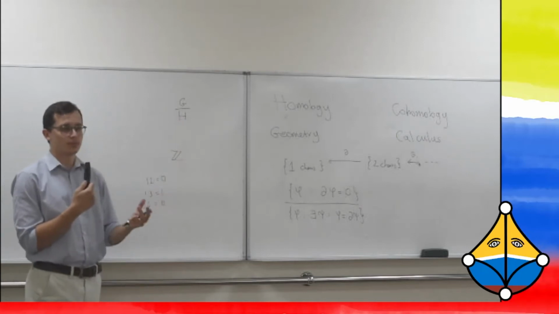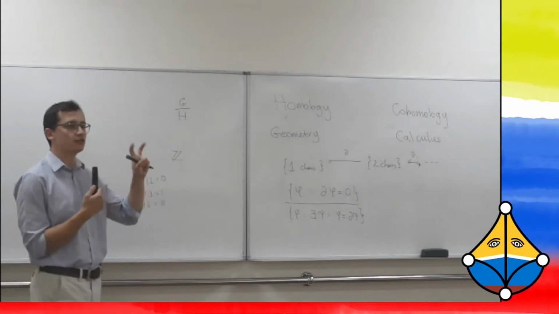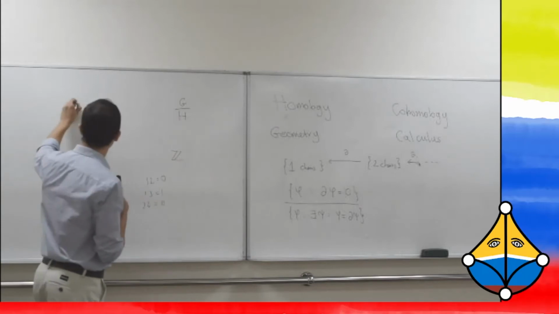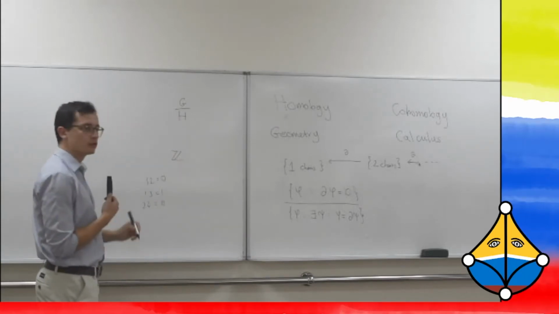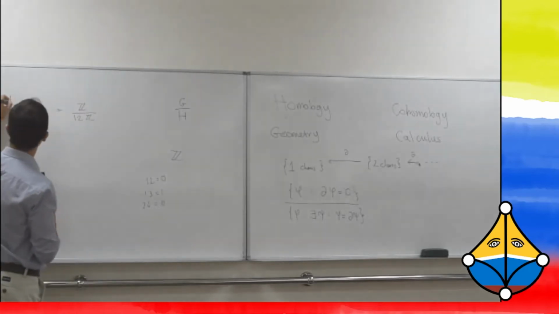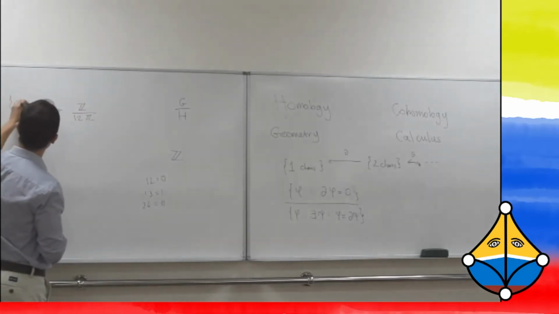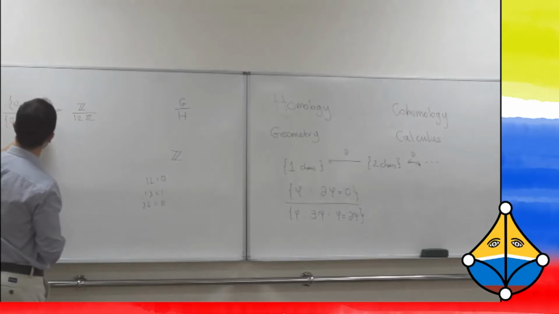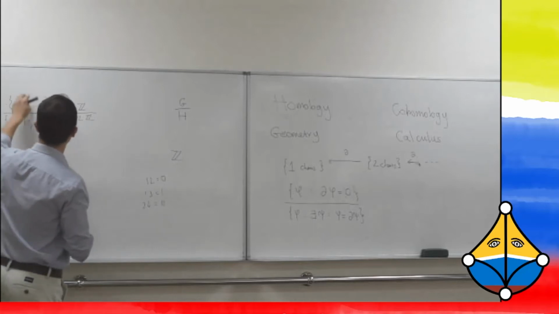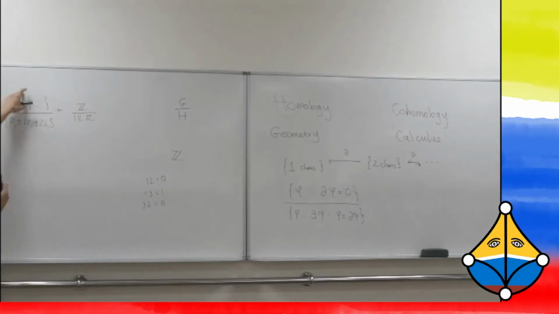So the way an algebraist would write the integers mod 12 is by writing Z over 12Z. 12Z is, literally, the set of 0, plus or minus 12, plus or minus 24, and so on. So this quotient represents the integers with all of these made equal to 0, to each other, basically.